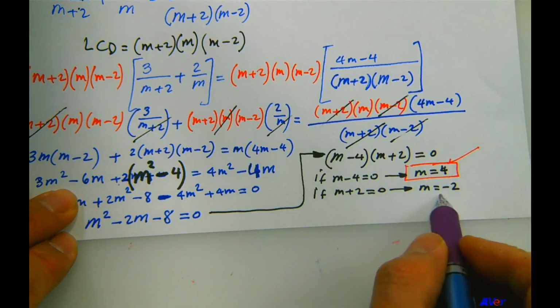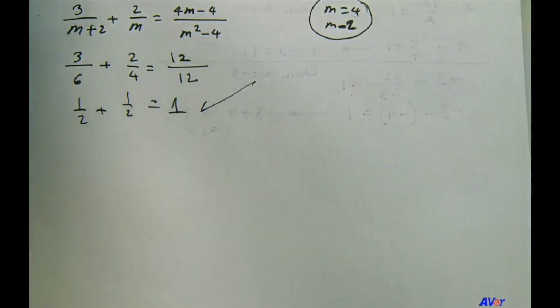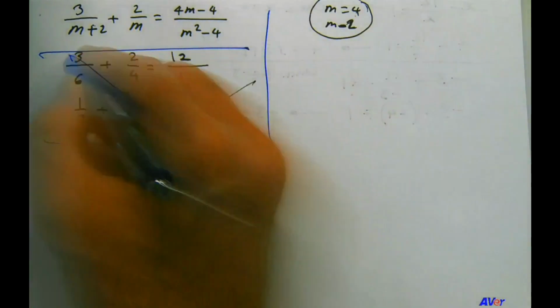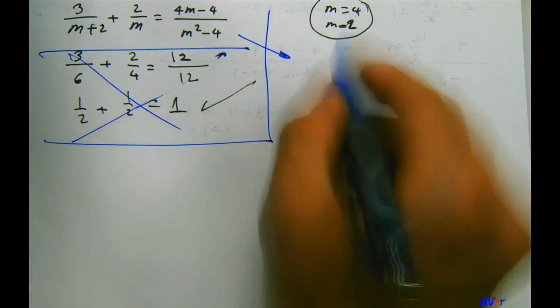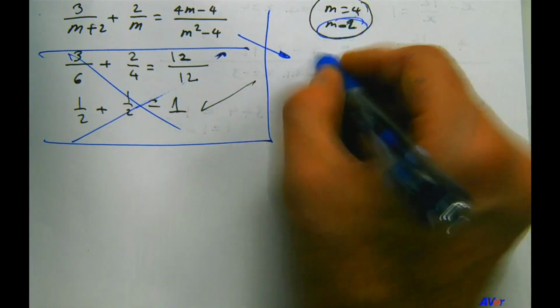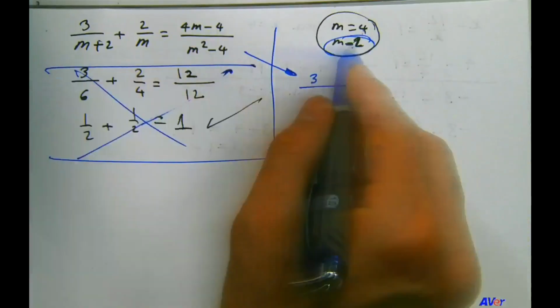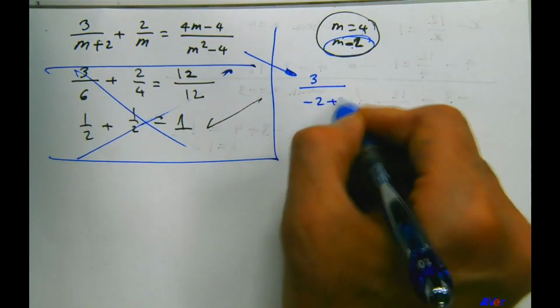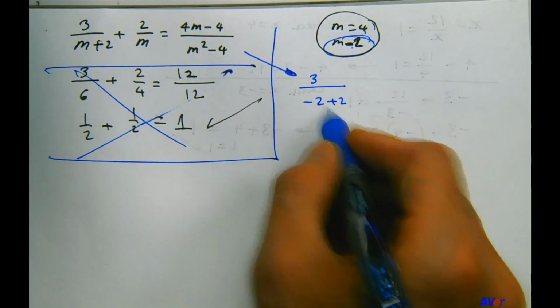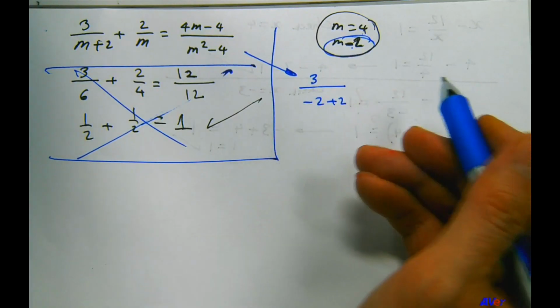Now let's check m equals minus 2. We're going to do that here. So we did this okay. Now let's check that one. So 3 over, substitute for m with minus 2. Minus 2 plus 2. Wait a minute. We end up with 3 divided by 0.